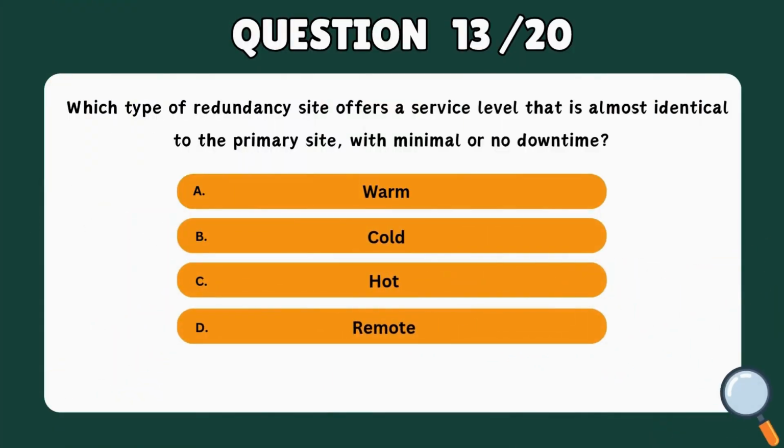Question 13. Which type of redundancy site offers a service level that is almost identical to the primary site, with minimal or no downtime? A. Warm. B. Cold. C. Hot. D. Remote.